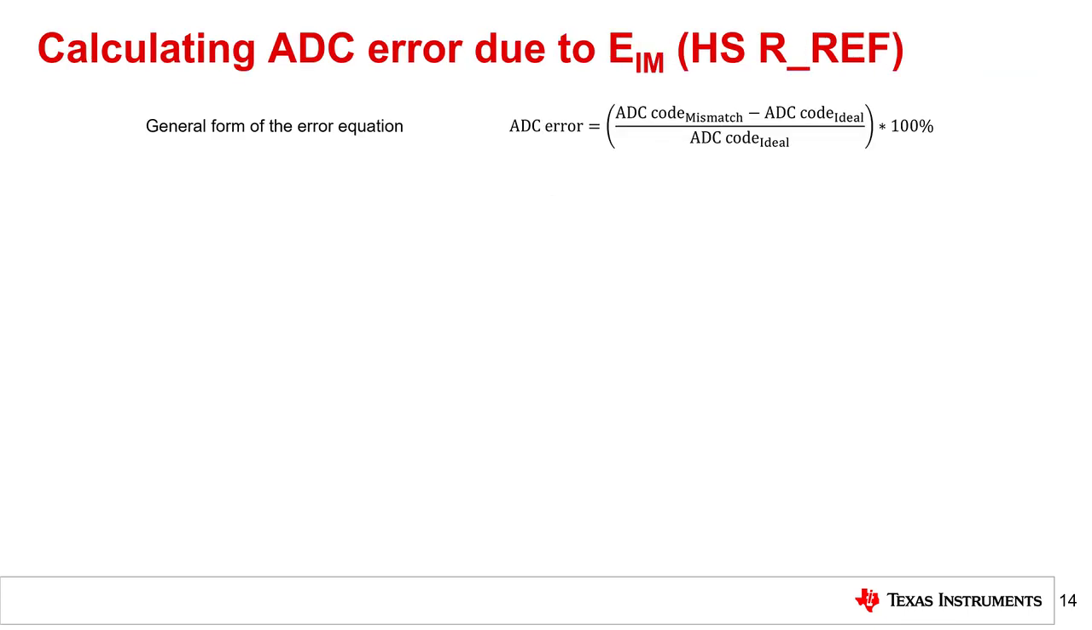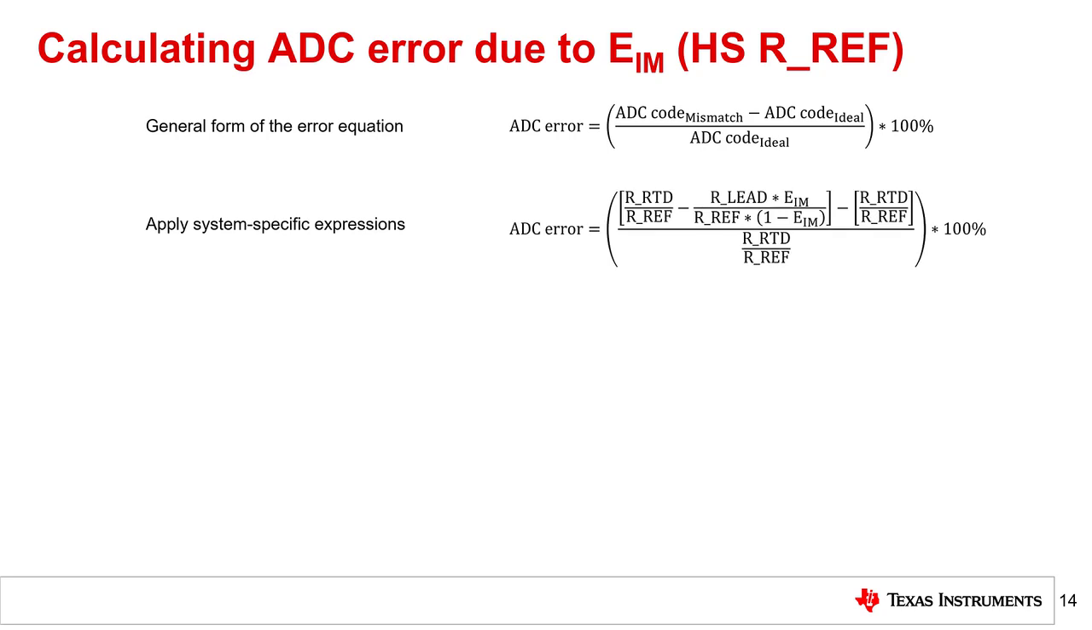To calculate the IDAC mismatch error, let's start with the general form of the error equation shown on the top right. We take the difference between the ideal and mismatched ADC codes and divide this result by the ideal code to calculate the ADC error in percent. Applying the system-specific expressions results in the second equation on the right.